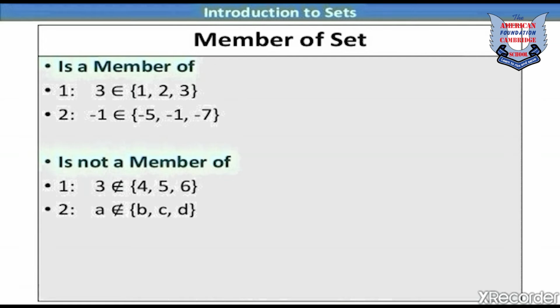The members of first set are 1, 2 and 3. So 3 belongs to this set. The members of second set are -5, -1 and -7. So -1 belongs to this set. Set number 3 contains 4, 5 and 6. That means 3 does not belong to this set. Similarly, the members of last set are B, C and D. So letter A does not belong to this set.